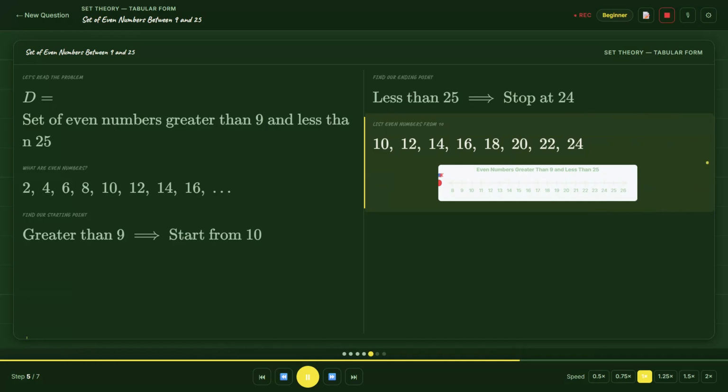Now let's count by 2's starting from 10. We get 10, 12, 14, 16, 18, 20, 22, 24. We stop at 24 because 26 would be too big.